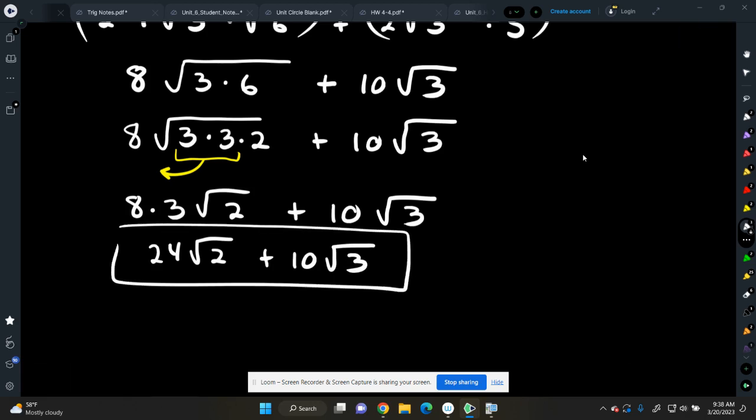Are we doing a worksheet? We are, but we still have another type of problem to go over. Okay. Questions?